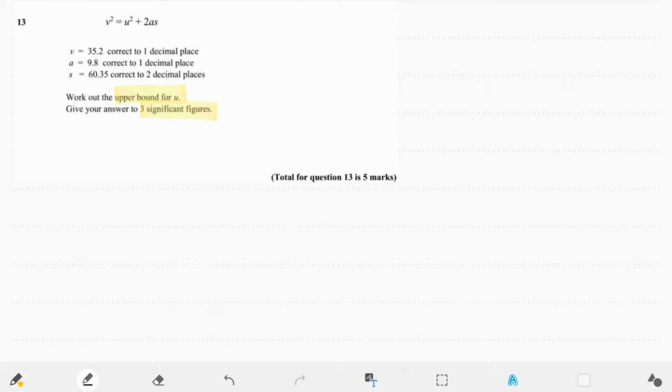Okay, so where do we start off? Well, we are given 3 values, V, A, and S. So what I'm going to do first is I'm going to write down the upper and lower bounds for those values. And that is just to know what values I'm allowed to use.